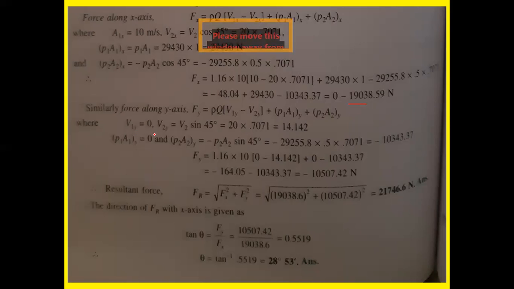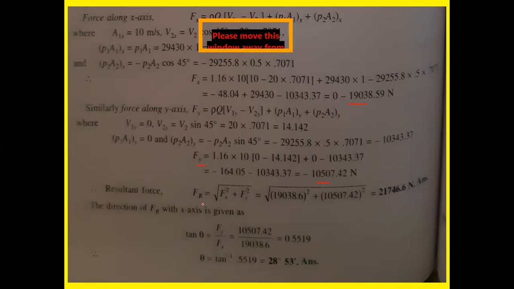We are getting v1 y 0, v2 y is equals to v2 sin 45, that is equals to 20 into 0.701, that is equals to 14.142. Therefore substitute p1 a1 into y, p2 a2 into y. So f of y, if you substitute, you are getting this value. So finally, calculate the resultant force.